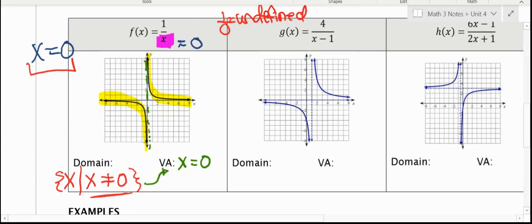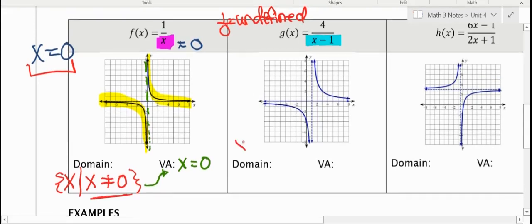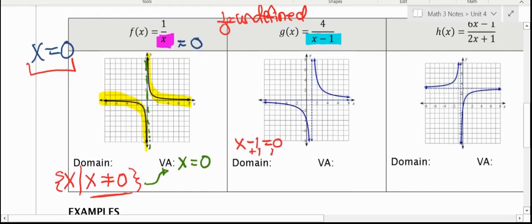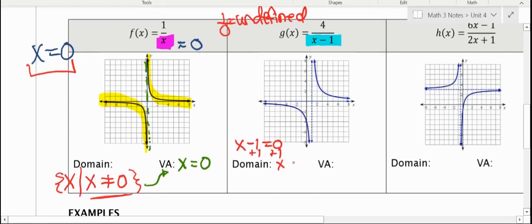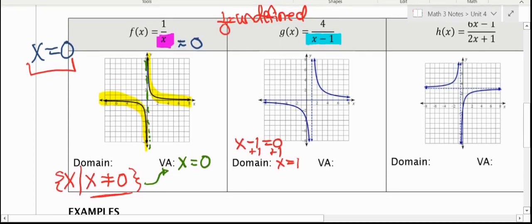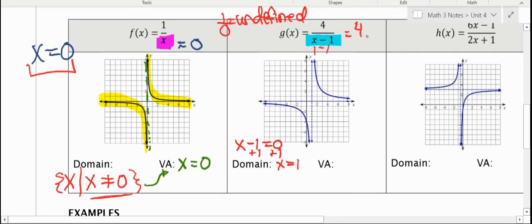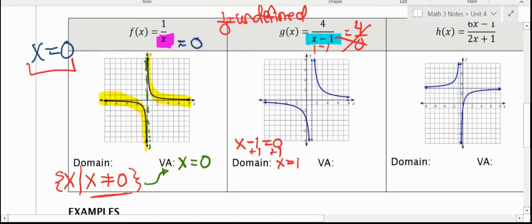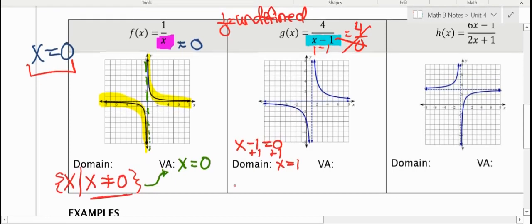For the second example, we're going to see the same thing. If I want to find the domain, I'm going to first look at my denominator and just set that equal to 0. So x minus 1 equals 0. And it's faster to find what x is not allowed to be. So I get x is equal to 1, because if I do 1 minus 1, I get 0 in the denominator, which I don't want, right? So my domain is going to be x such that x cannot equal 1.